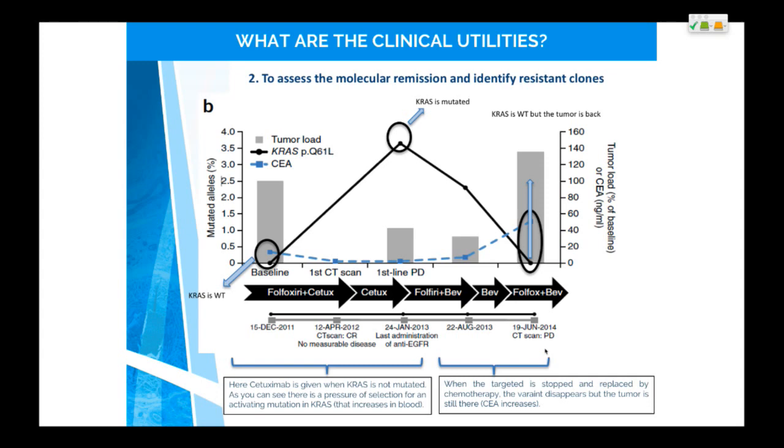After a while, they decided to stop the cetuximab and give chemotherapy again. And of course, the population associated with the KRAS mutation disappeared. But as you can see on the right-hand side of the graph, the tumor is still present.